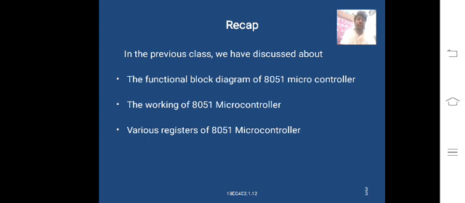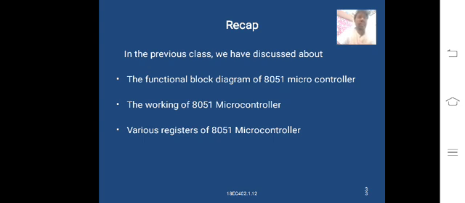The program counter holds the address of the next instruction memory location. It holds and fetches the address of the next instruction, and the program counter increases the memory locations with respect to the instructions available in the program.